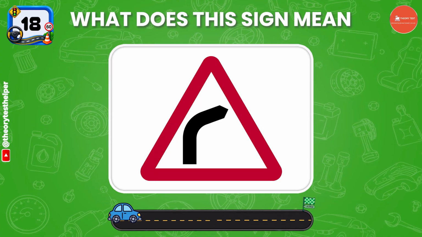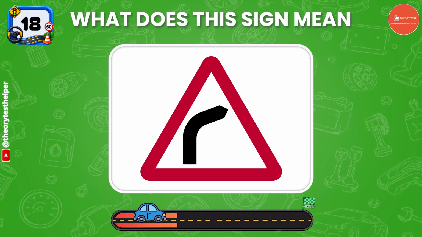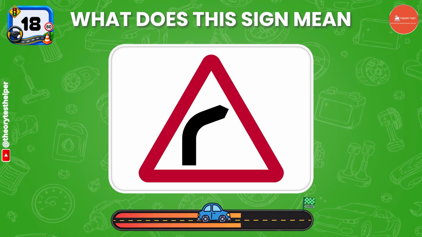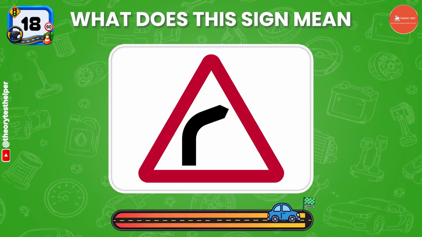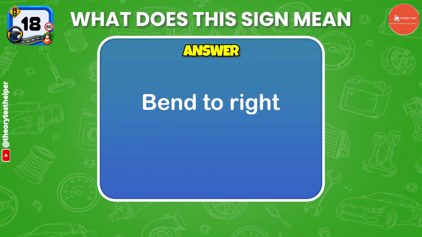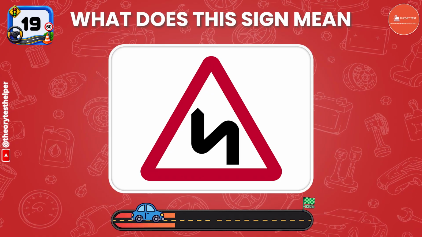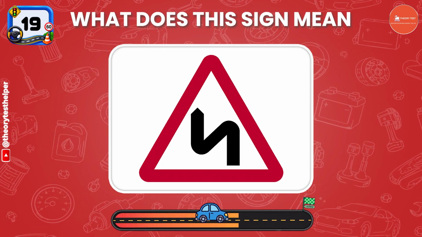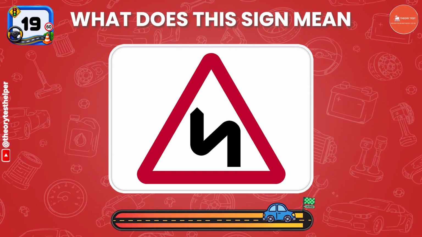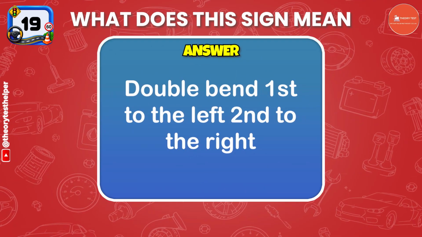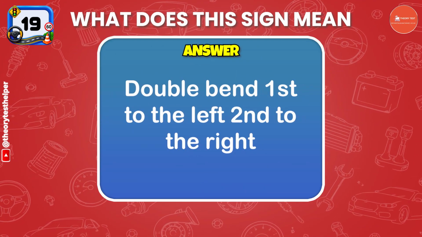What does this warning sign mean? Bend to the right. What does this sign warn drivers of? Double bend first to the left, second to the right.